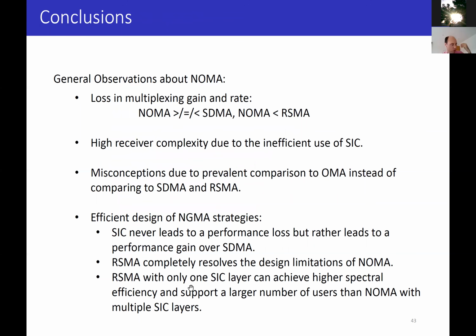So just to conclude, because we don't have so much time and I'm already well beyond the time, we have to keep in mind what we show is that multi-antenna leads to a loss in multiplexing gain and rate. That's very clear. And you could have in some scenarios some benefit over SDMA. In some scenarios, you have a lower rate than SDMA. So the rate could be larger than SDMA in some scenarios, sometimes is lower, sometimes is equal. NOMA, on the other hand, is always worse than rate splitting.